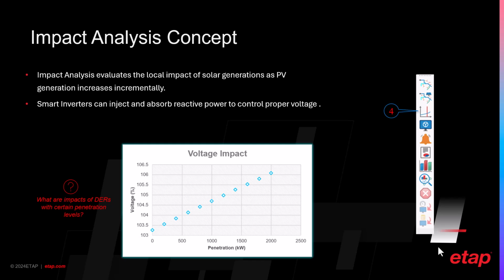And to help mitigate the consequences of overvoltage, you can combine this with smart inverters, because smart inverters are capable of injecting and absorbing reactive power based on the control voltage curve that's provided. So this plot that you see here is a simple plot of penetration in increments of 10 from 0 to 2000 kilowatt and the accompanying voltage at that bus.